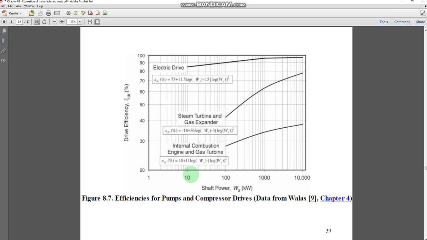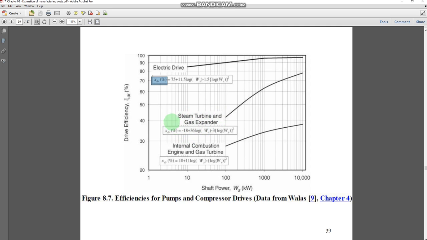Now you can also see certain graphs that relate the shaft power with the driver efficiency. So you can have different systems. For example, if you are dealing with the electrical system, where you're supplying electricity to the motor, then what could be the driver efficiency? You can see what is the shaft power here, and then you can use this equation, where you can put the value for the shaft power and get the efficiency for the driver. Similarly, you can have the steam turbine and the gas expanders.